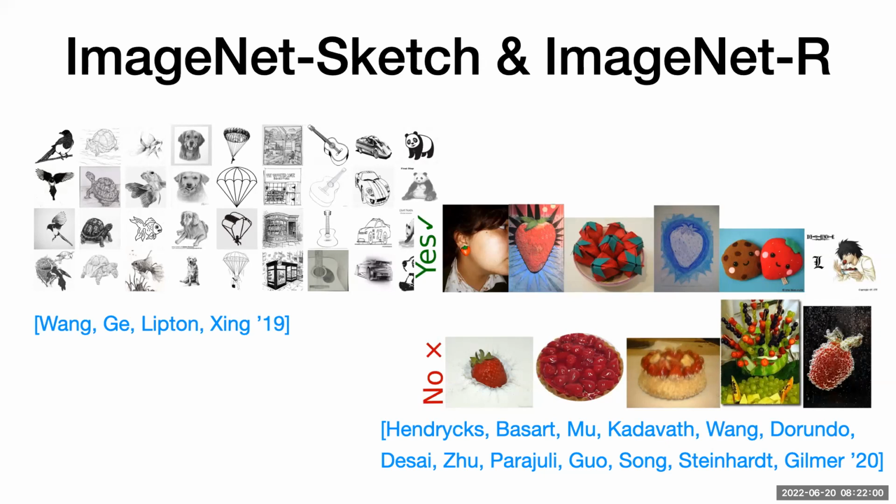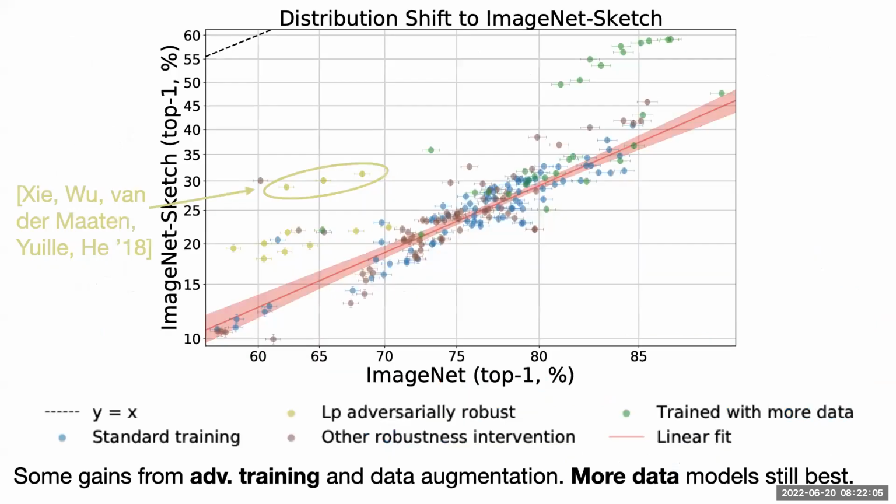And then again, we can take these test sets, feed them into our test beds. We can evaluate the 200 models on them. And now there's more diversity. So the blue points still follow a nice linear trend, the red line. The green points here, the models trained on more data, still stand out as the best models, have the highest robustness to this distribution shift. Some of the brown points now also offer some robustness. So these are models with various types of data augmentation, and they give you a little bit of effective robustness.